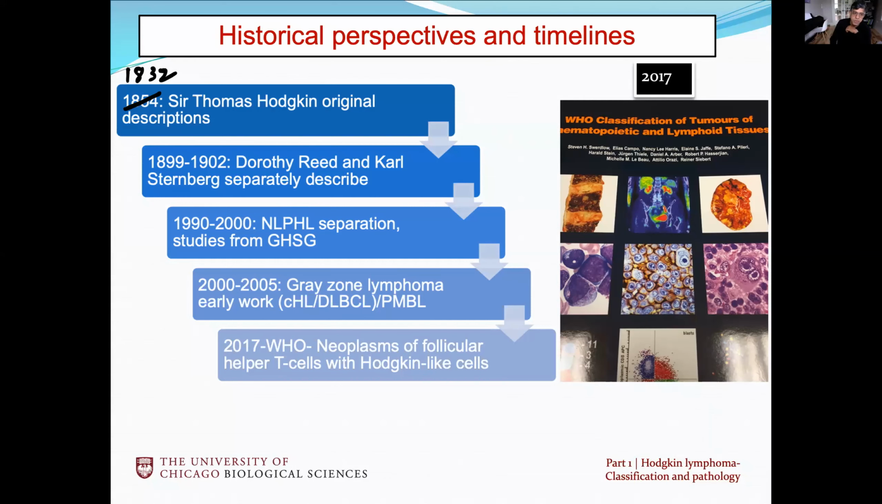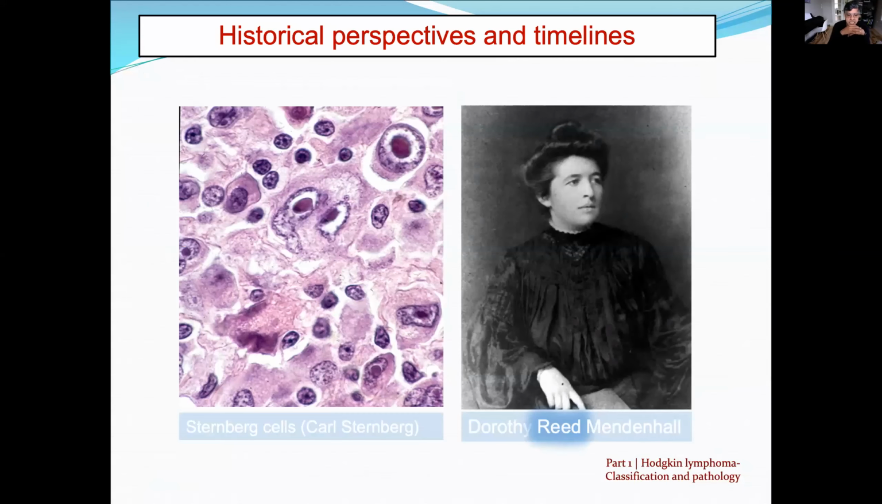So with that said, this is the cell to the left that Carl Sternberg and Dorothy Reed described. That's Dorothy Reed to the right, Dorothy Reed Mendenhall. So that's that. And with that said, let's go into the classification of lymphoma in general. When we get to the classification of lymphomas, I tend to follow very simple rules.